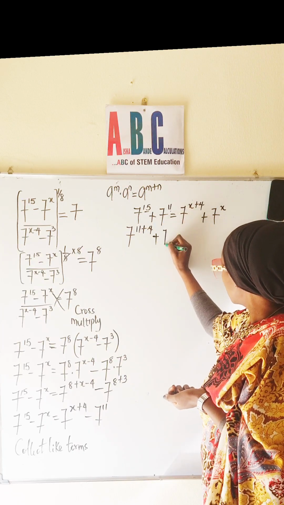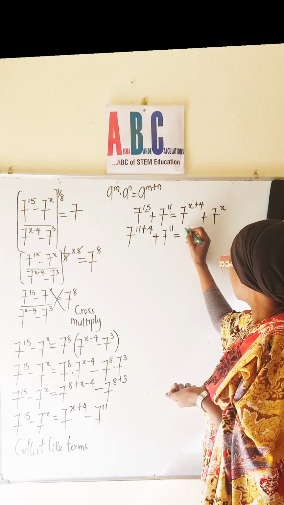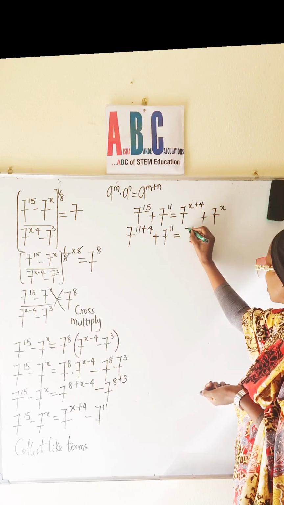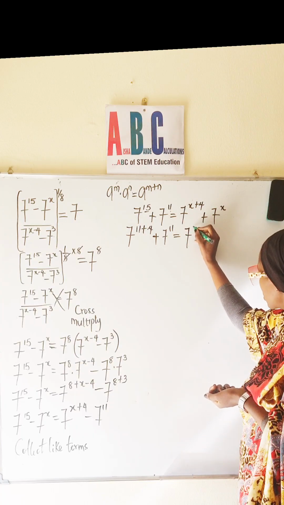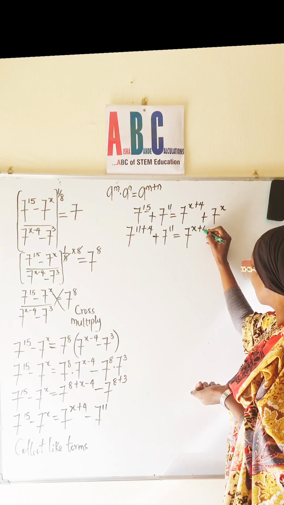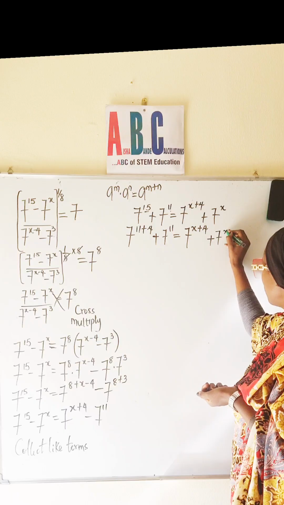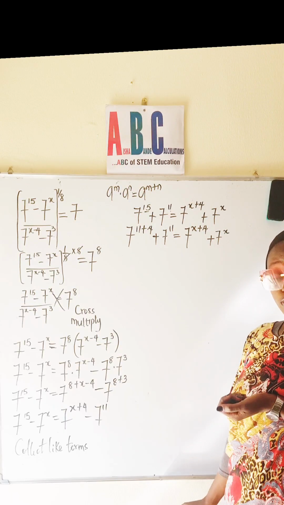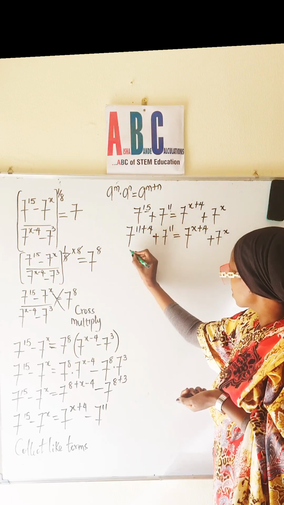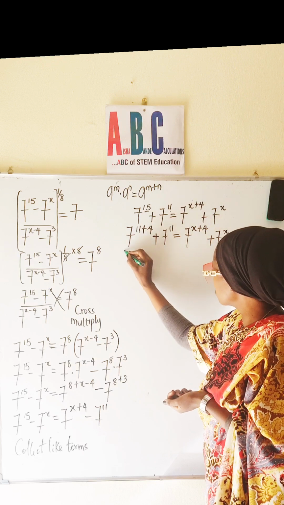Then plus 7 to the power of 11, this is equal to, this 7 to the power of x plus 4. Let's just leave it like this. We'll go to the next step and simplify. So we have 7 to the power of x plus 4 plus 7 to the power of x. Hope we're together. So now let's break it down. This 7 to the power of 11 plus 4 is something the same.